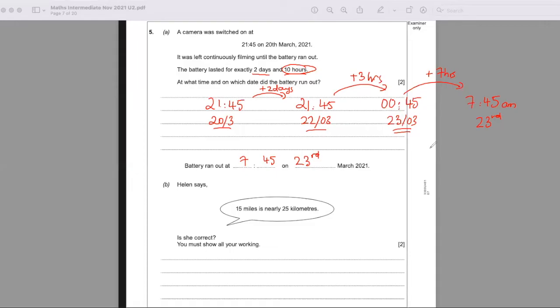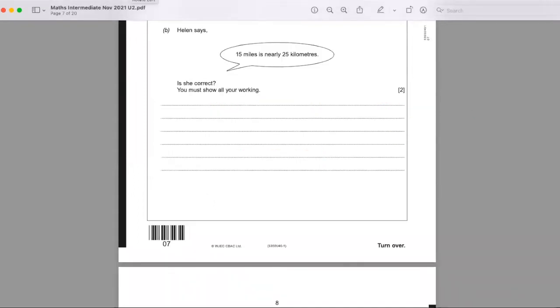Straightforward then. B, Helen says 15 miles is nearly 25 kilometers. Is she correct? So this is a conversion question. Okay, so all you got to do is you have to know the conversion between miles and kilometers.